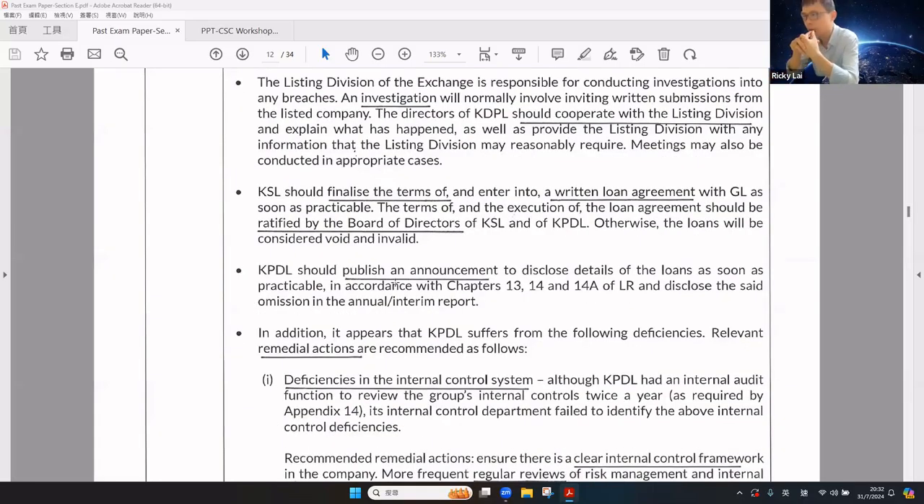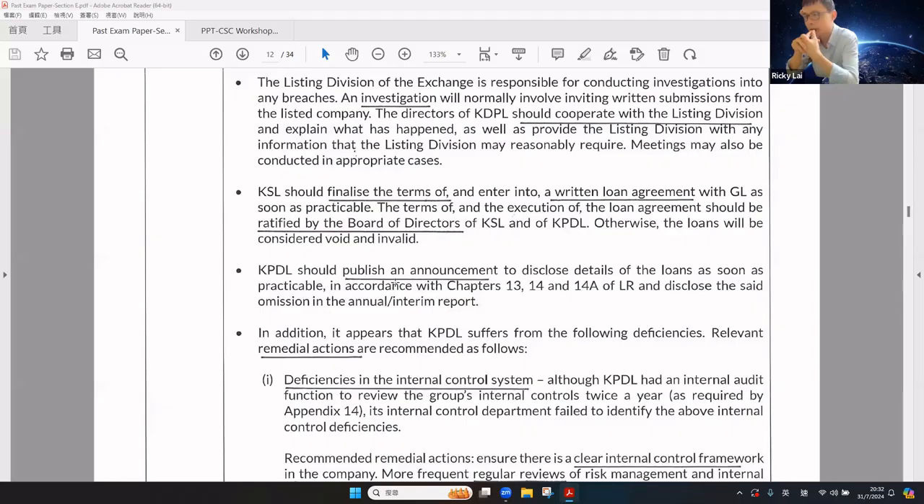KSL should finalize the terms and enter into a written loan agreement with GL as soon as practicable. The term of and the execution of the loan agreement should be ratified by the board of directors of the listed company and of KSL. Otherwise, the loan will be considered void and invalid. The listed company should publish the announcement to disclose the detail of the loan as soon as practicable.